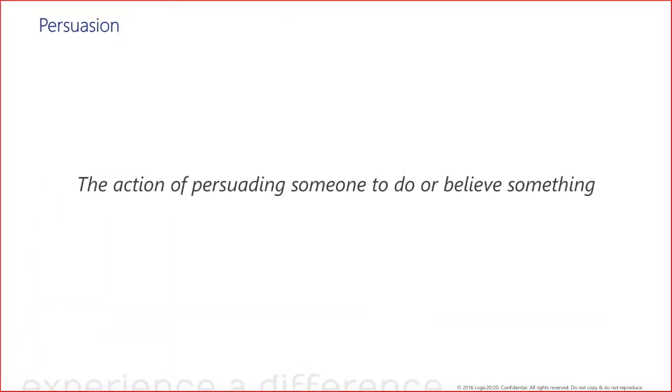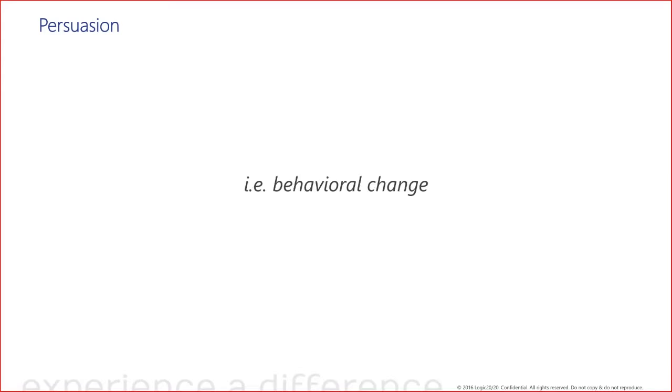So, what is persuasion? It is the action of persuading someone to do or believe something. So what does that mean? Ultimately, we're trying to achieve some sort of behavioral change. We might know we're trying to do that, but we need to understand what's the end goal we're trying to achieve before we're going to have success in persuading someone.